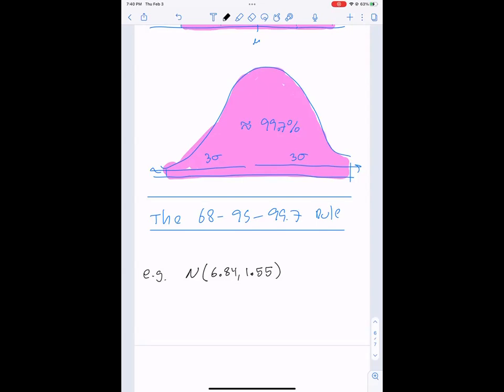The first number there is the mean, mu. What's 1.55? The standard deviation, the ST dev, that's my sigma. And what does the N tell me? The N would be... it's normal.